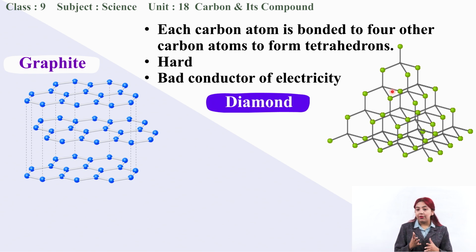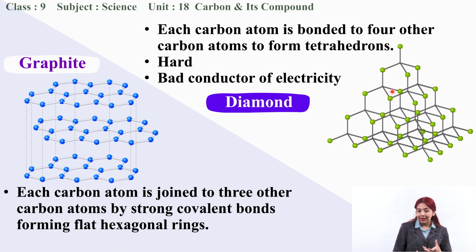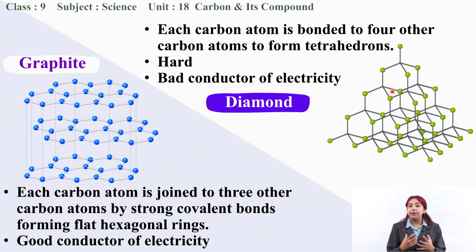But in the case of graphite, we had studied that out of the 4 valence electrons present in the outermost shell of the carbon atom, only 3 of them form covalent bonds with other neighboring carbon atoms. Now, 1 electron from each atom is free. So due to the presence of that free electron, graphite is a very good conductor of electricity.